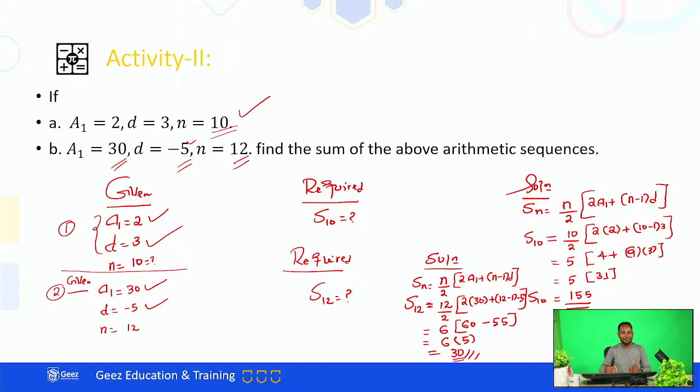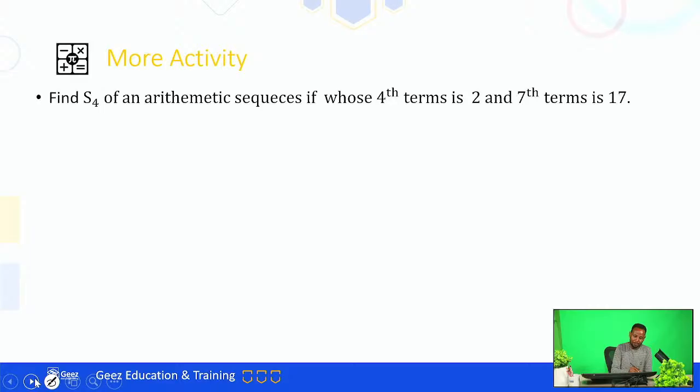So having this said, I'm going to focus for you guys on such kind of question. A little bit tough, but it will let you engage more at the same time. So I'm asking you here: find the sum of the first 4 terms of an arithmetic sequence whose fourth term is 2 and seventh term is 17.